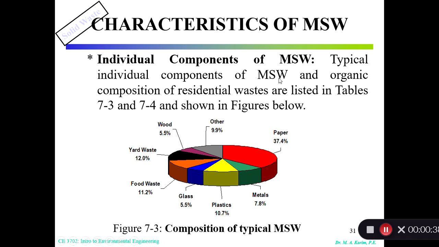Typical individual components of MSW, organic compounds, and residual waste are listed in tables 7.3 and 7.4, as shown in the figure below. So in this case, it looks like this is the composition of typical MSW. Yard waste 12%, food waste 11, glass, plastic, metals, paper is the highest amount, others, wood. Others means whenever they cannot put it in any of the categories, they put it into others.